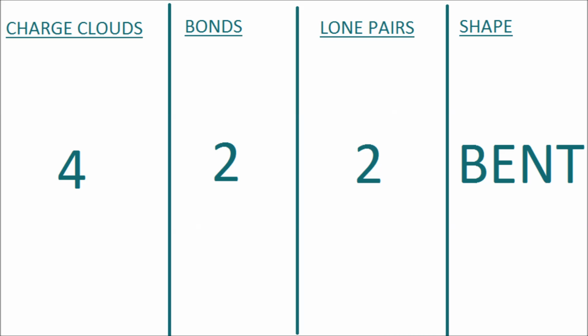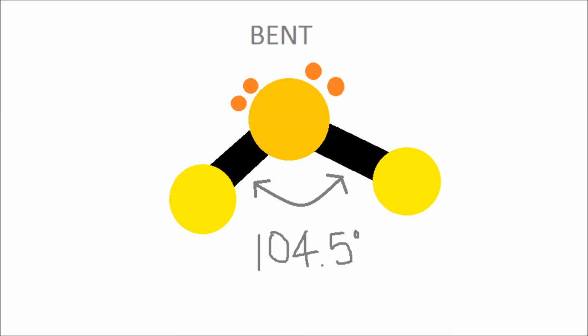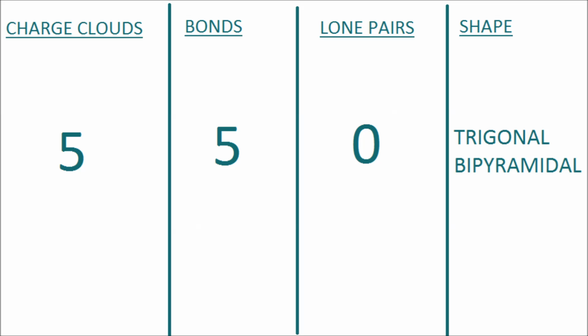The sixth shape is bent, this time with four charge clouds, two bonds, and two lone electron pairs around the central atom. The bent shape with two pairs of lone electrons has a bond angle of 104.5 degrees.